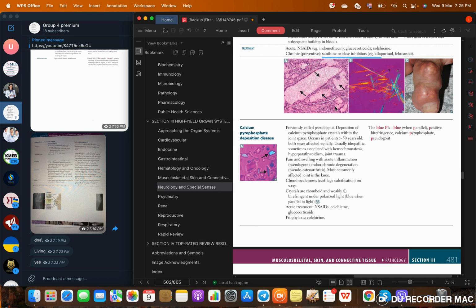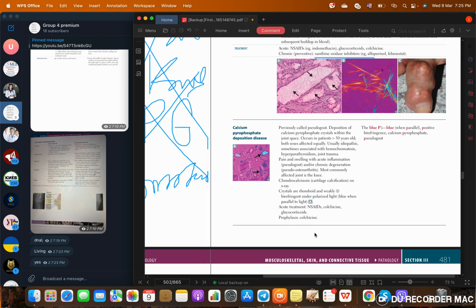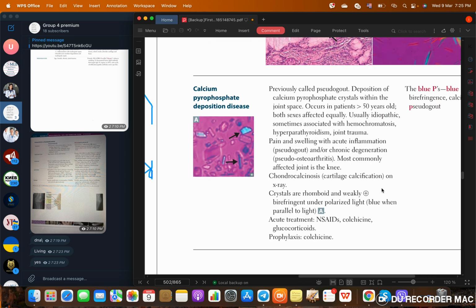Pseudogout, also known as calcium pyrophosphate deposition disease. It's either going to be idiopathic, but in the USMLE, they are going to give you a patient with hemochromatosis. Hemochromatosis can predispose to calcium pyrophosphate deposition disease, also known as pseudogout. The symptoms will be like gout, but it's not gout. There is deposition of calcium pyrophosphate crystals within the joint spaces. It occurs in patients older than 50, so elderly patients, and it can affect both males and females. Mostly it's idiopathic, which means we have no idea why it happens.